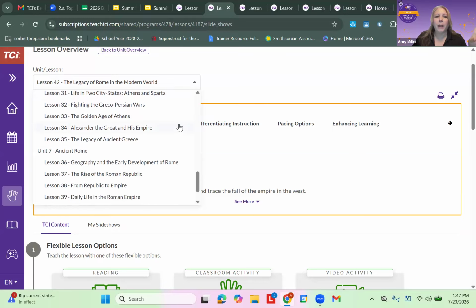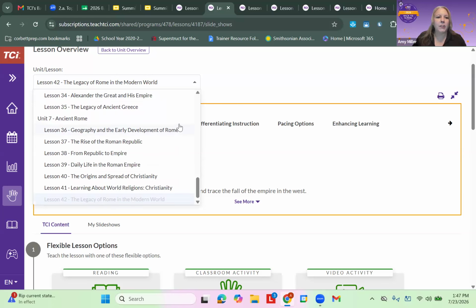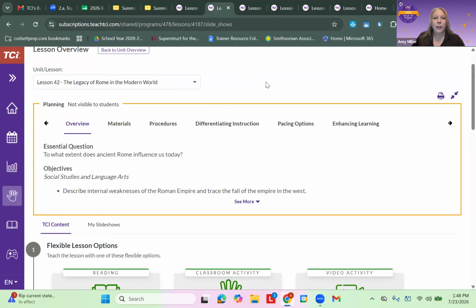We really want to make sure we hit on the legacy of ancient Greece, the legacy of ancient Rome, because those are important lessons that help the children look at the world around them today and identify the influences in our government today, in our language today, in our architecture today, in our culture today. And then with that, I'm going to take a couple of extra minutes because I know that I probably spoke a little faster than I needed to, because I get really excited about ancient world curriculum.